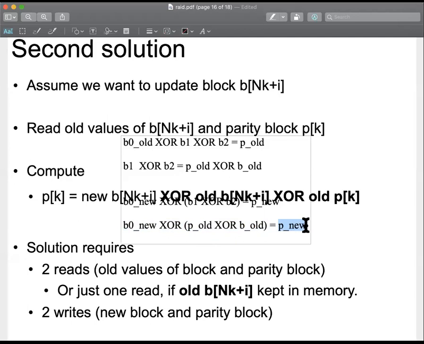Even if instead of 3 you had like 20 disks, it doesn't matter. You don't have to go and access the other 18 disks. You only have to access 2 disks, the one where the data is being updated and the one where the parity is being stored, okay? So it's a very neat solution, right? And it all follows from the simple commutativity property that we discussed.